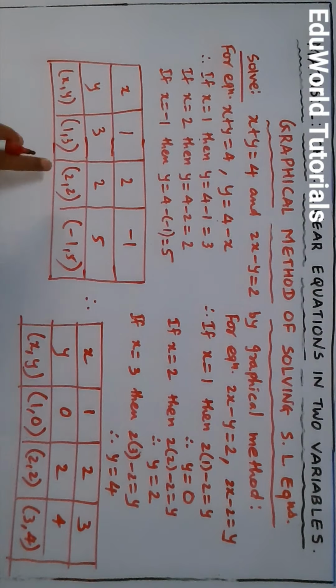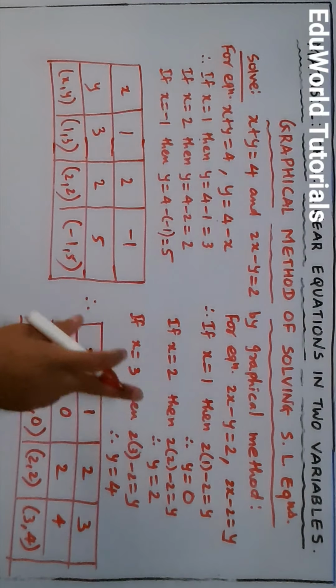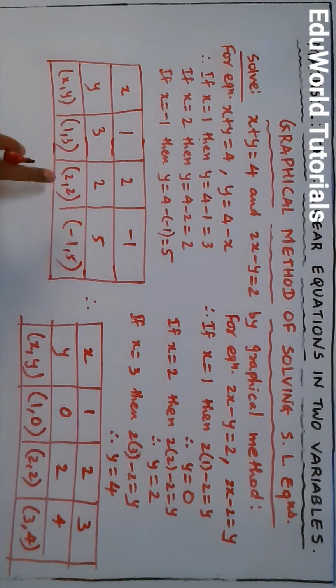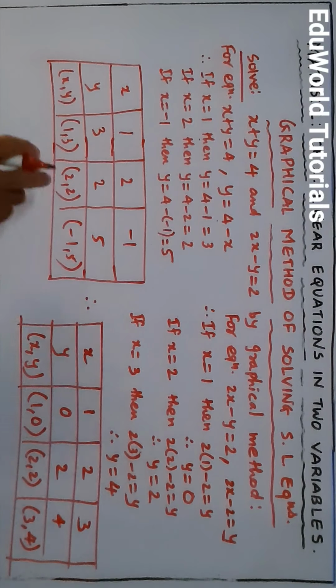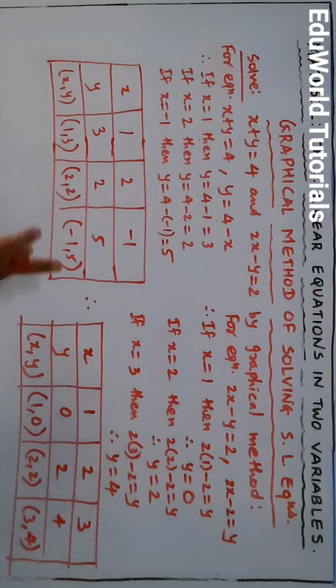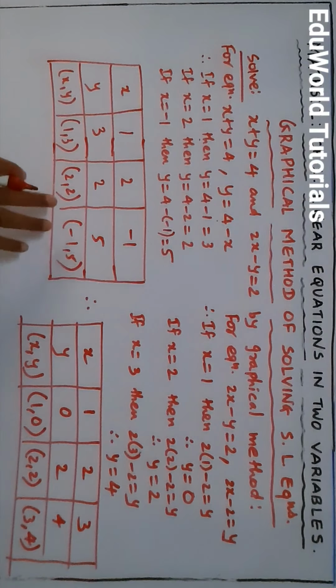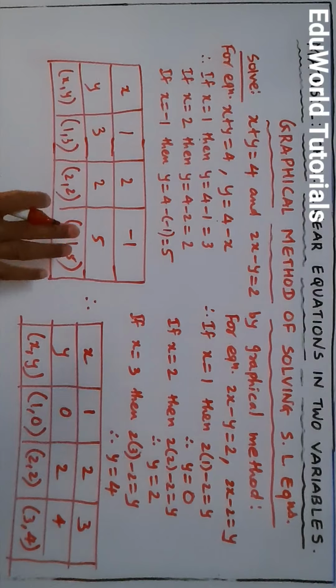Children, do you see any point in common in these two graphs? Yes, (2, 2). You see (2, 2) in both the graphs. That means this must be the solution of these equations. Sometimes we get coincidentally the same point in both the tables, and that gives you the indication that it is the solution of the two equations. But if all the points are not matching, then we have to actually plot all these points on the graph, and then find out the solution.